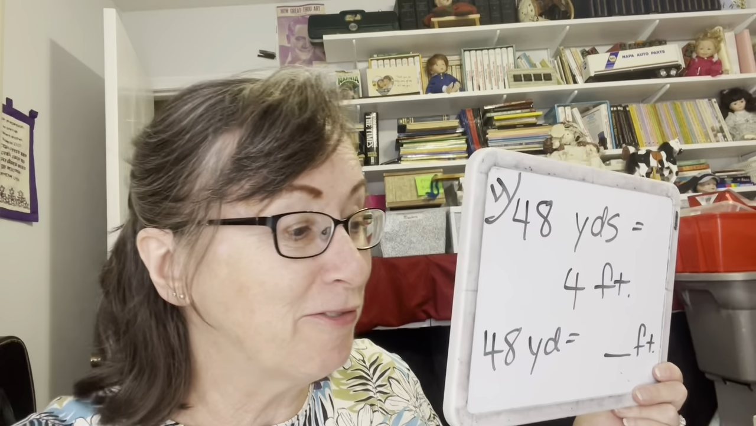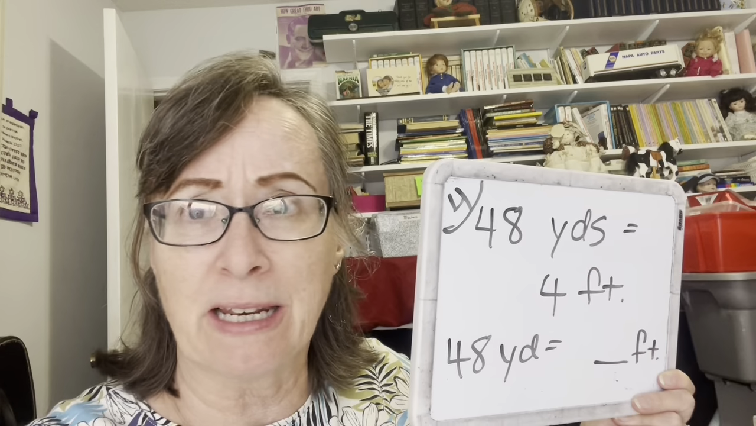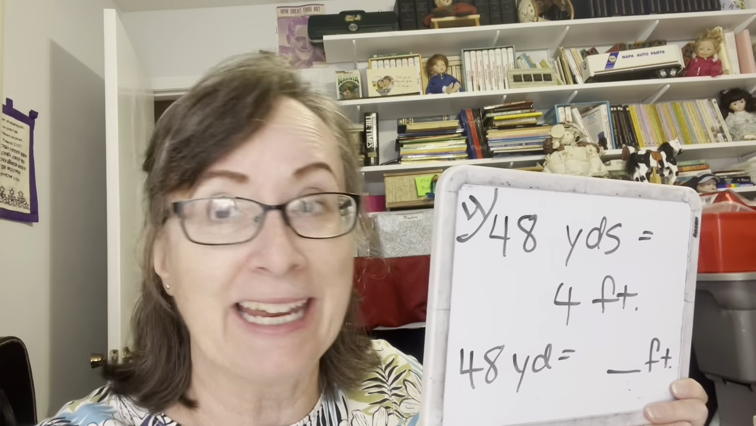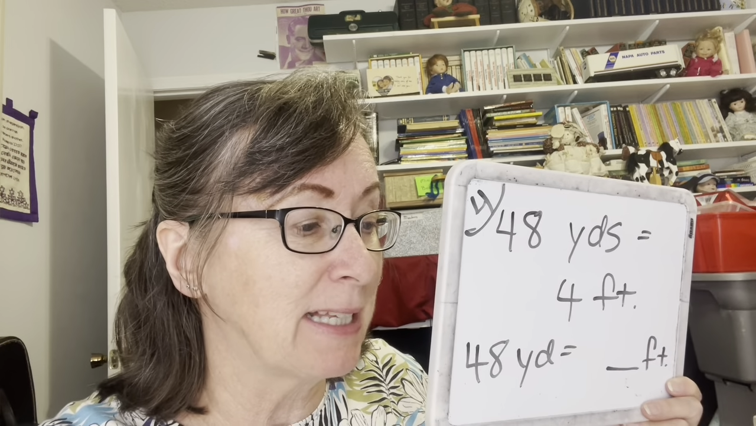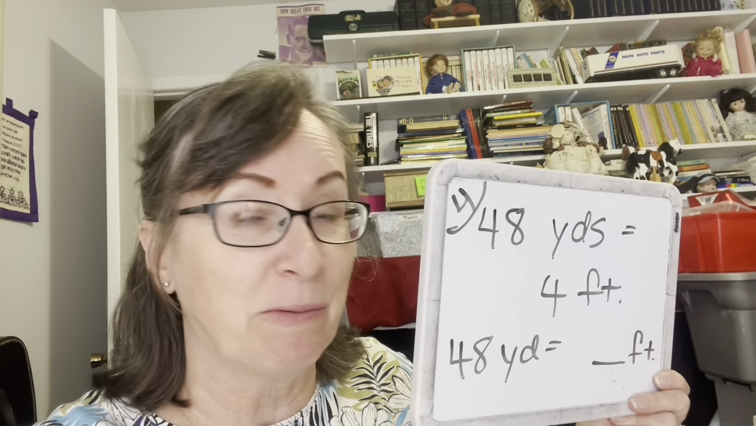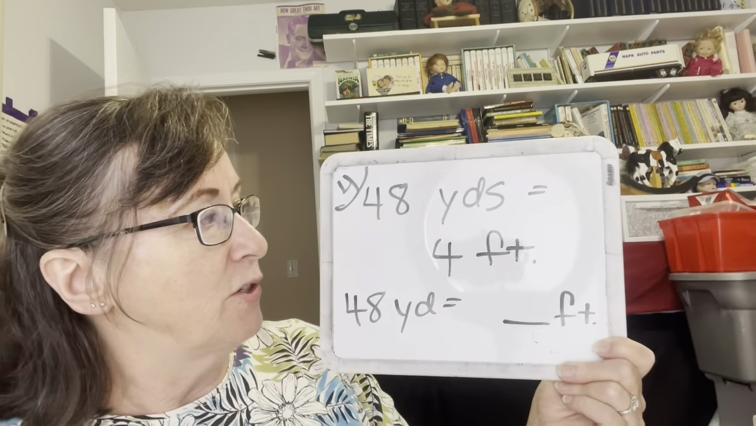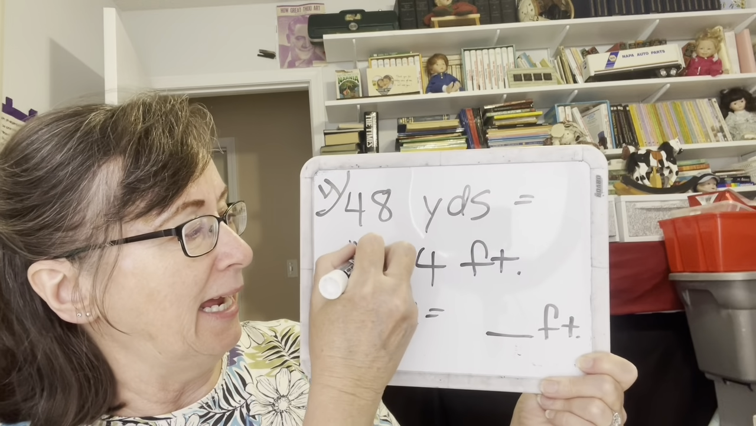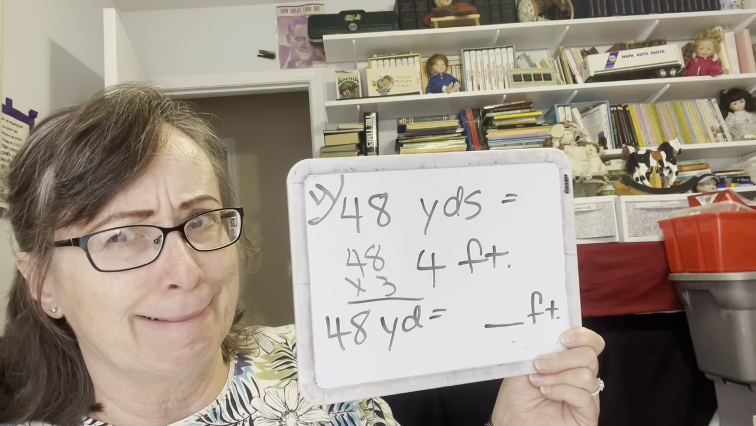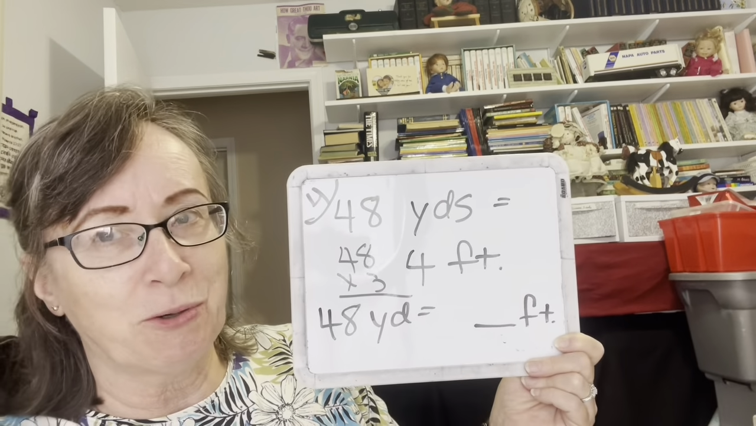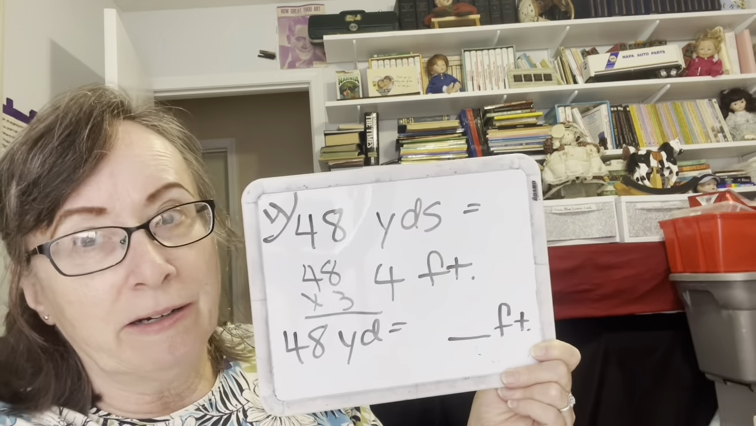Number 4 says, Brandon said that 48 yards is equal in length to 4 feet. Explain why his statement is unreasonable. 48 yards is equal to how many feet? Well, we know that every yard has 3 feet. So wouldn't 48 times 3 be what we're looking at? Not 4, right? It can't be 4 because yards are bigger than feet; each yard is 3 feet.